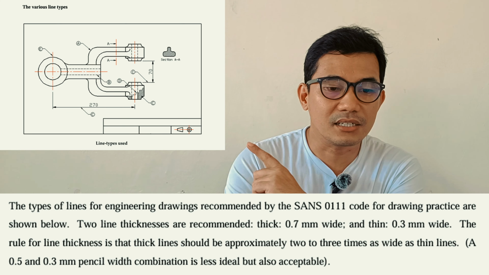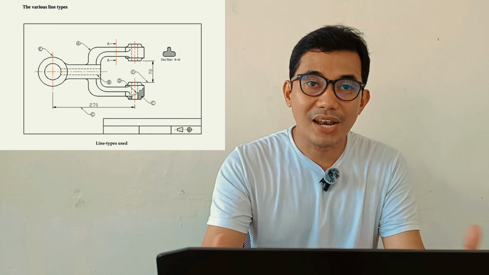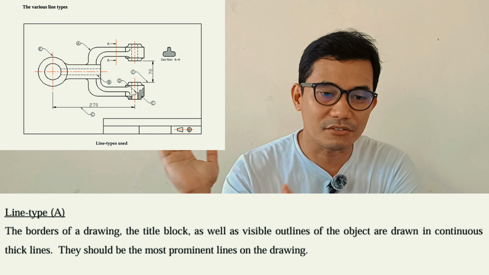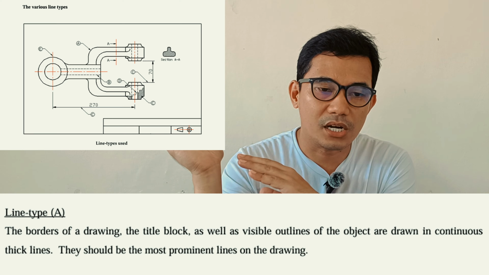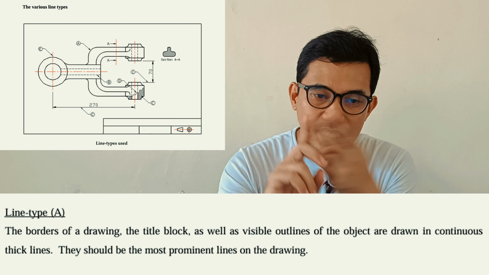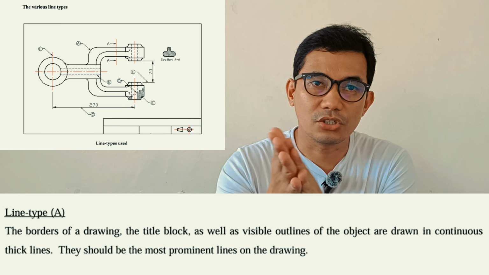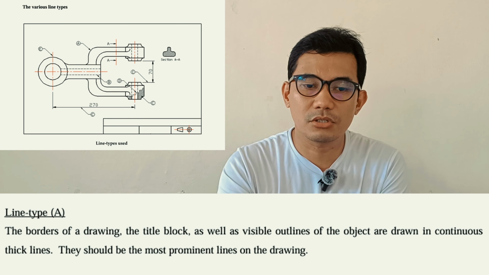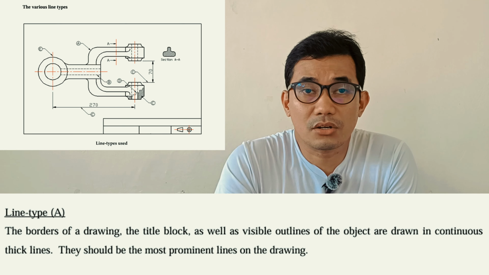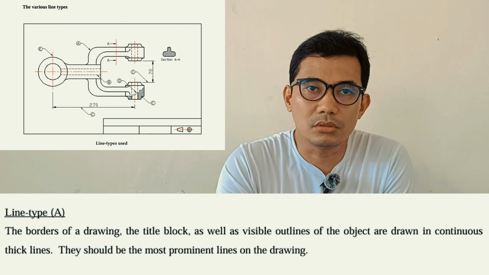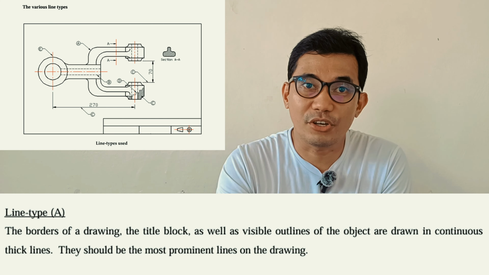Now, the figure right here shows the different types of lines and the relevant applications. Line type A, as you can observe in our figure. What is that line type A? Those are the borders of the drawing, the title block, as well as all the visible outlines of the object, drawn in continuous lines. This should be the most prominent line on the drawing. So understand that line type A is a continuous line, thick and bold. They are the boldest. The line thickness of this is 0.7 or 0.8.